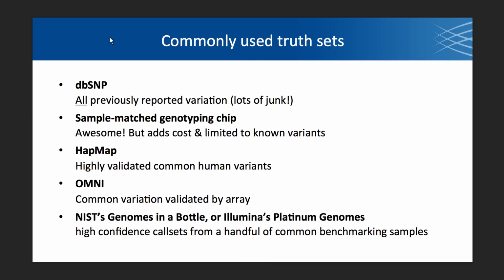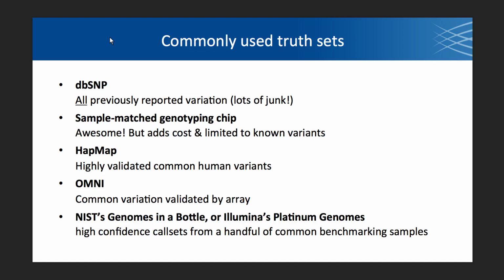Other commonly used truth sets, we have to mention dbSNP, even though, as I mentioned at least once before, it has zero curation. Basically, if someone thinks they found a variant, they can put it in dbSNP and it's there and that's it. And taking things out of dbSNP is extremely difficult. So it has a lot of false positives in it, a lot of things that are artifacts of mapping and just general poor lab procedures.